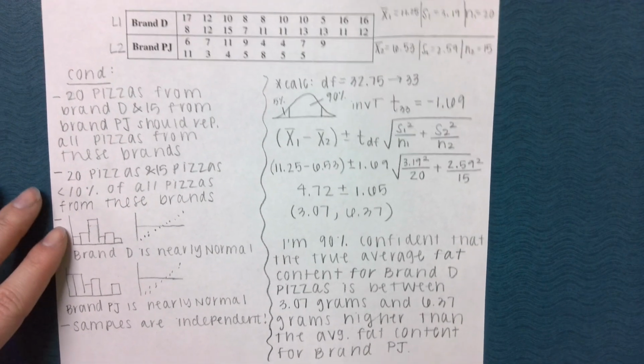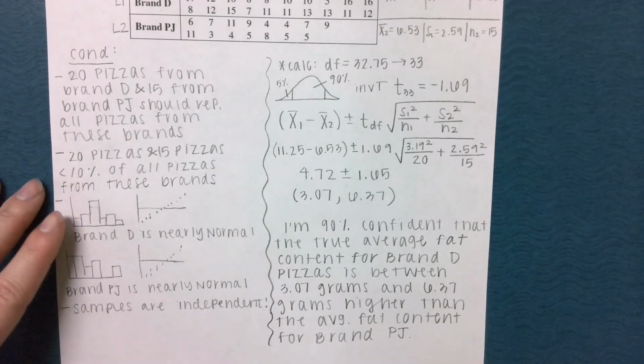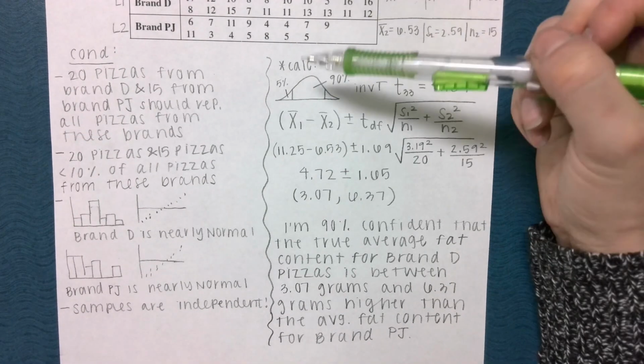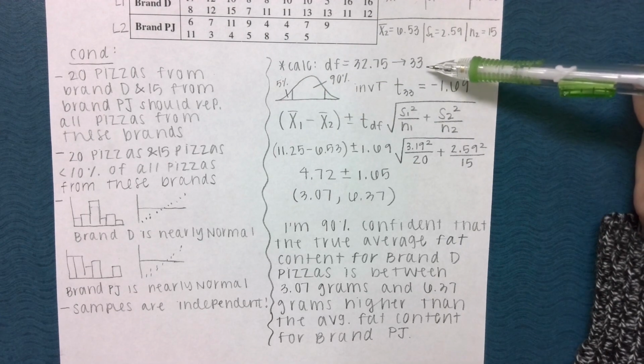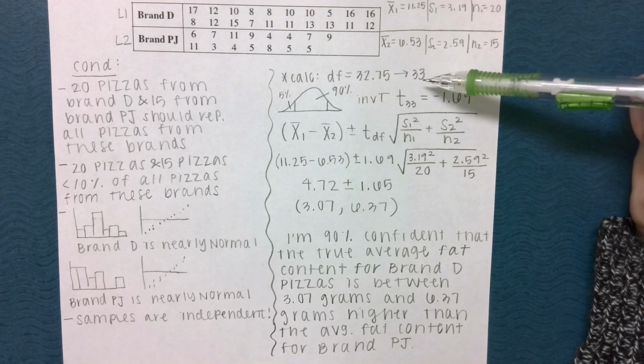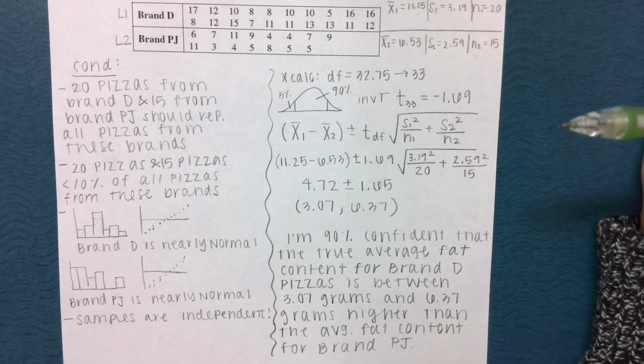Hey, this is a pretty long problem. There's a lot going on here. I think the biggest difference from the ones that we've seen in the past is this idea of using your calculator to find your degrees of freedom. You will get used to that. We're going to have to use our calculator for degrees of freedom anytime that we have those two samples.